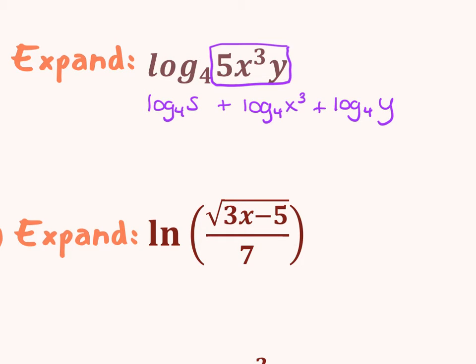Once you break it apart, you should only have one number or variable with each base. But there's still that power, right? So what happens with the x to the third?